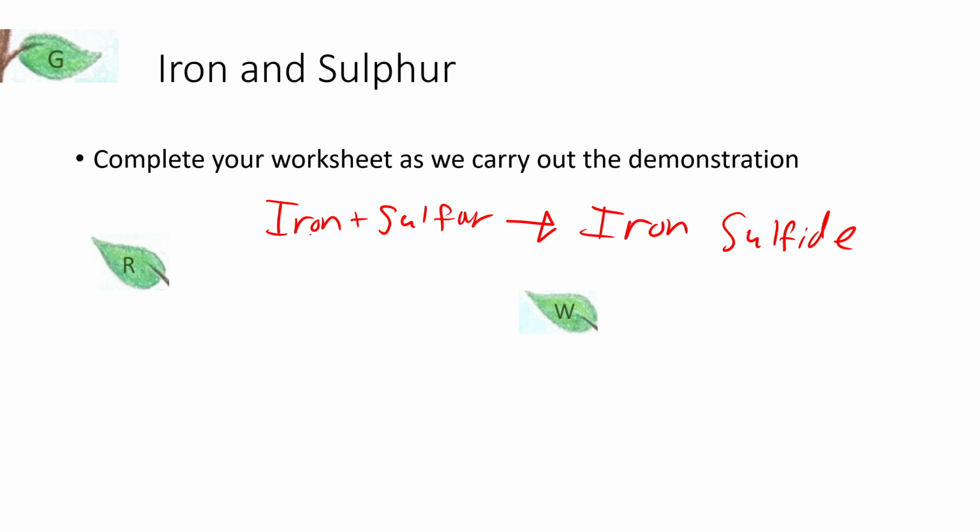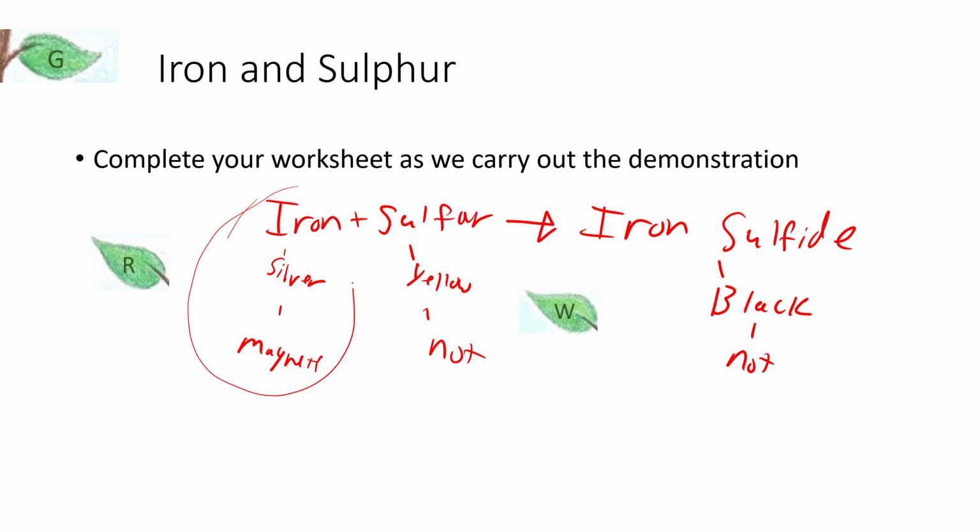Now, iron is a silvery color, right? Silvery. Sulfur is bright yellow. Iron is magnetic. Sulfur is not magnetic. Iron sulfide is a black color, and it is not magnetic. Okay? So you've got an experiment where you've got 2 elements.